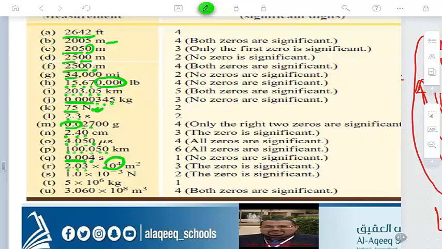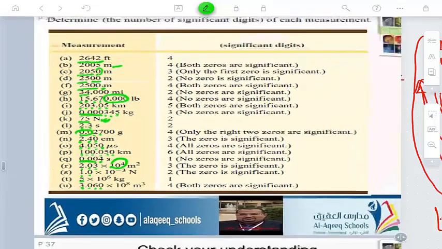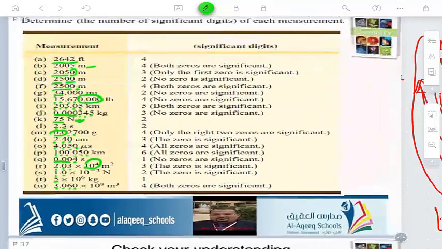What about this? 1, 2. We count this zero because it's on the right-hand side, and also we have a decimal. So 2 significant figures here. What about this? Only 1. What about this? 1, 2, 3, 4. We count this zero on the right-hand side, and also we have a decimal. So we have 4 significant figures in this case. I think these examples are very clear for you and good training.